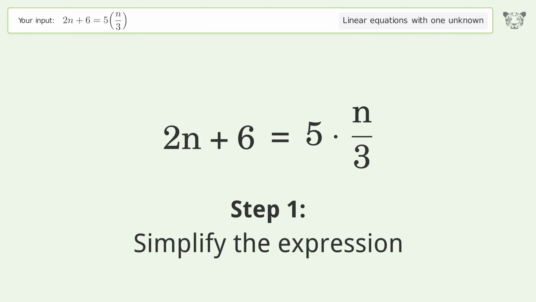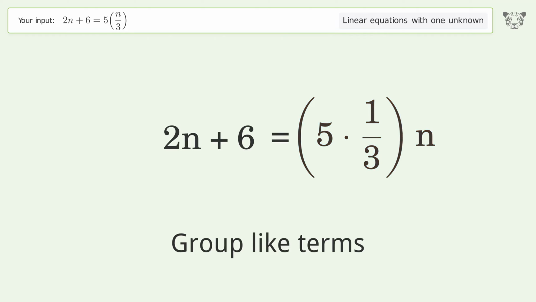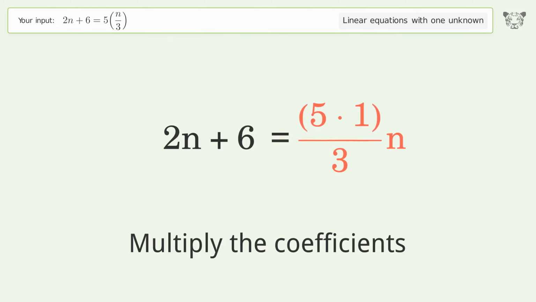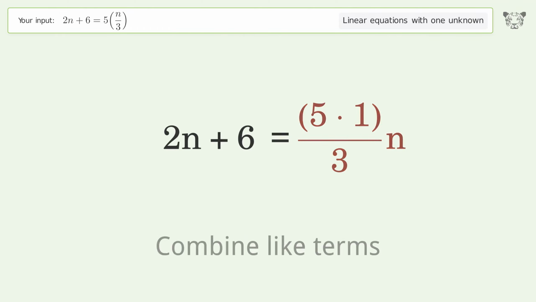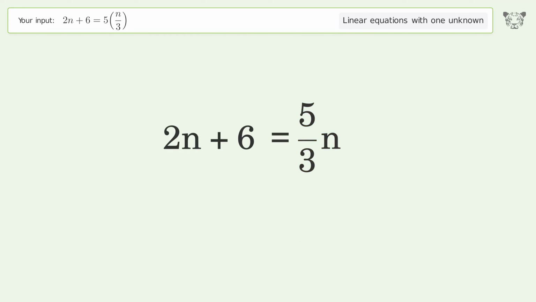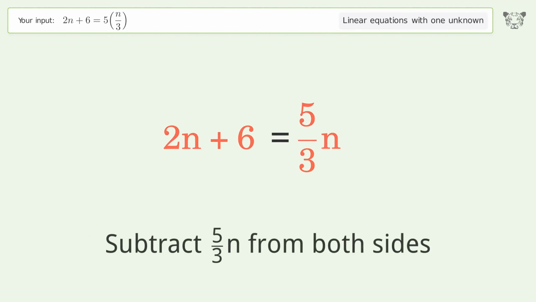Simplify the expression. Group like terms. Multiply the coefficients. Combine like terms. Group all n terms on the left side of the equation. Subtract 5/3n from both sides.